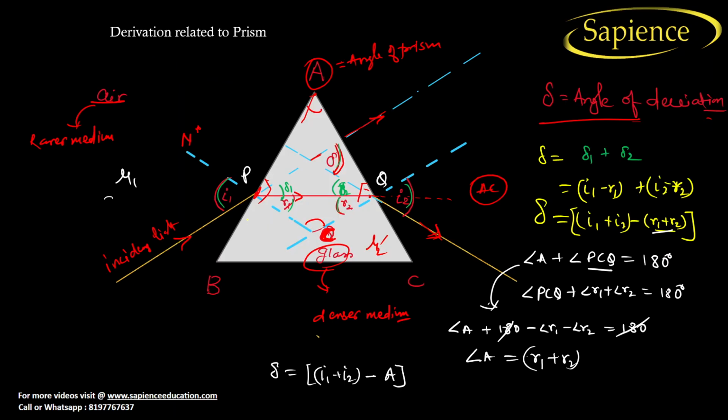we can write mu 1 sin I1 is equal to mu 2 sin R1. Why can we write this? Try to understand. This is the angle of incidence and R1 is the angle of refraction. So as you know Snell's law, we can write this.